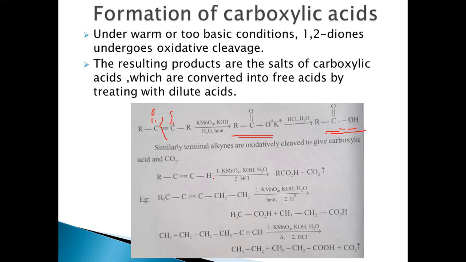Similarly, when terminal alkynes are oxidatively cleaved in the presence of KMnO4, KOH, water, on further treatment with HCl, this will give you carbon dioxide. Oxidative cleavage will take place, giving RCOOH, and this is CO2 here because of the terminal alkyne. And when this is cleaved, we get CH3COOH and CH3CH2COOH. There are two products which are formed here. So this is generally used to determine the position of the triple bond in alkynes.